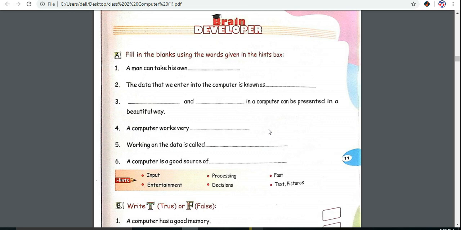So we are talking about our first chapter. The name of our chapter is Computer and Electronic Device.